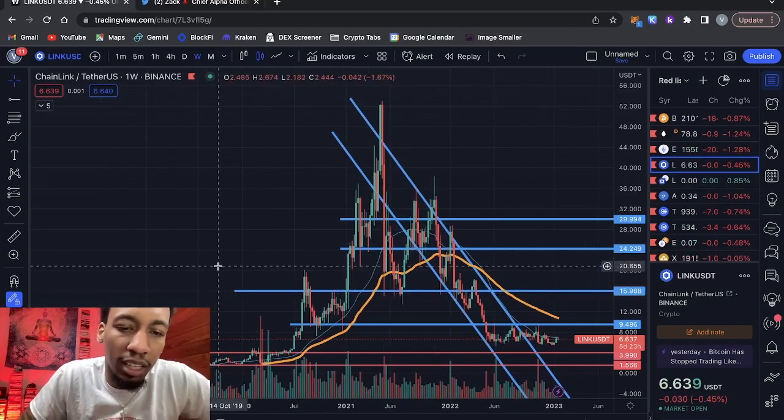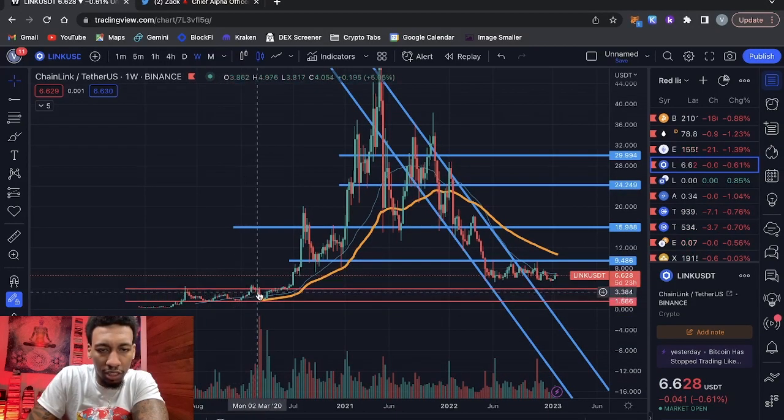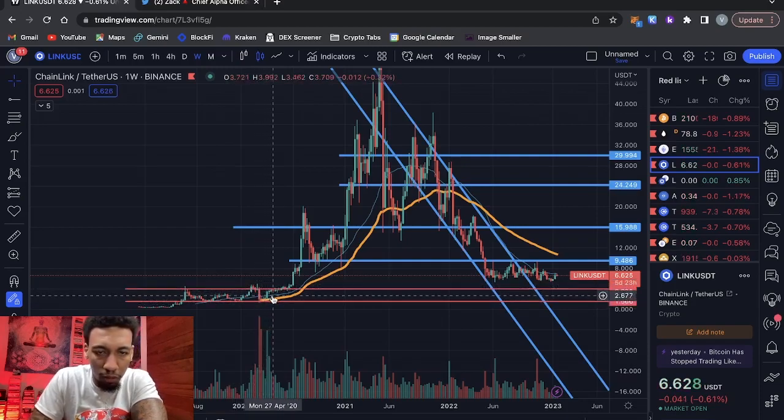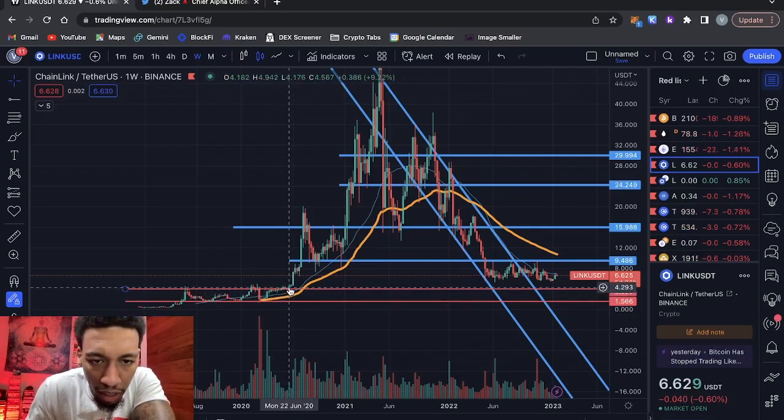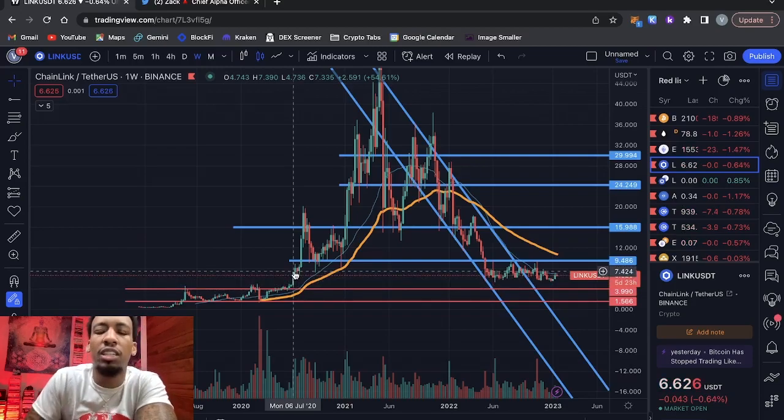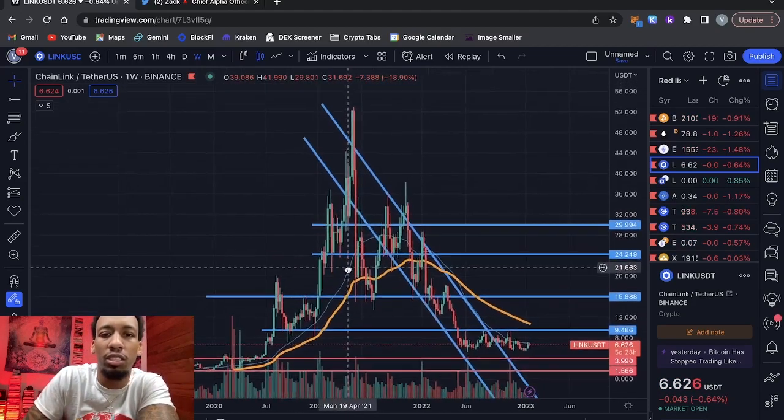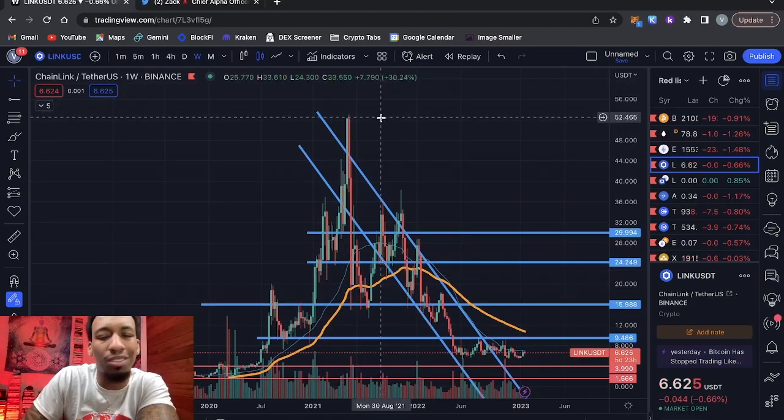Same thing here with Chainlink. We saw consolidation. And again, you want to wait for the breakout, because had you got in here, you actually would have lost money because it went right back down. But if you look here, we saw the market come back up, come back down, and right here at this nice fat green candle, if you would have got in, you would have got Chainlink at $7.22, and you could have ridden it all the way up to $52.